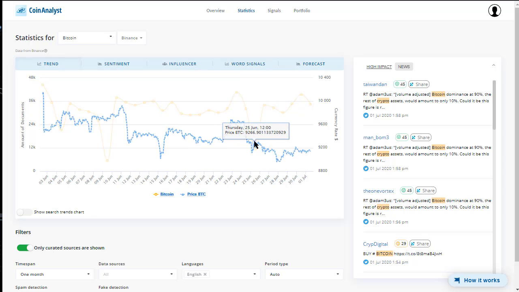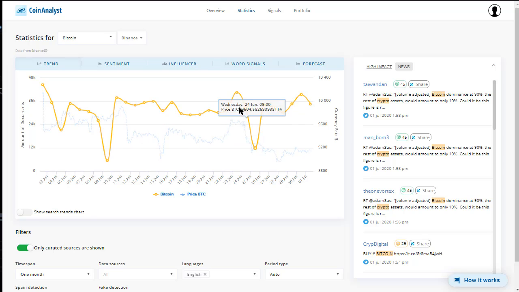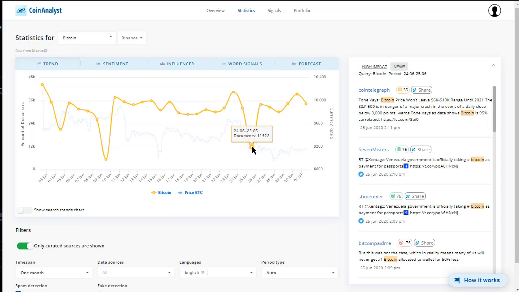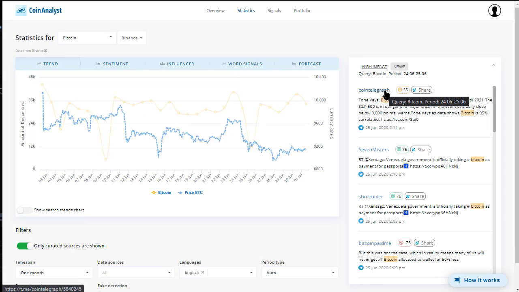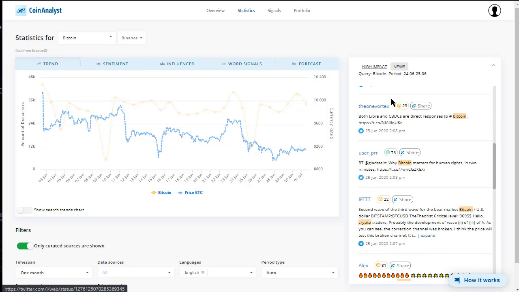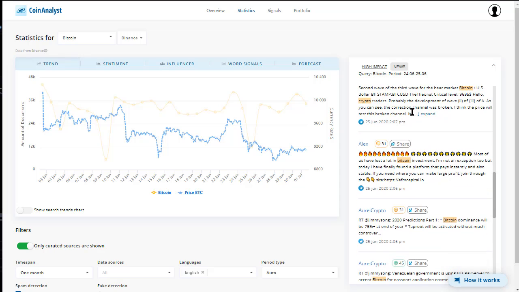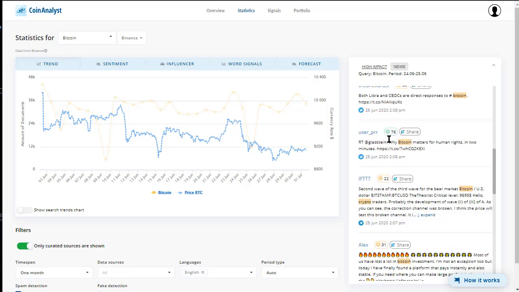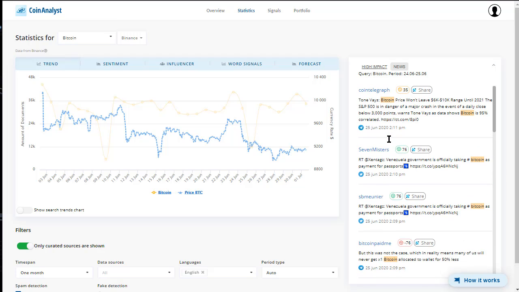So if we assume this is today, and you see this, people are talking much less about Bitcoin, maybe it's a good point to go out. You can always click these points and you can see what people are talking about on this day. You can read this and then decide for yourself if it is a good time to go out of Bitcoin.